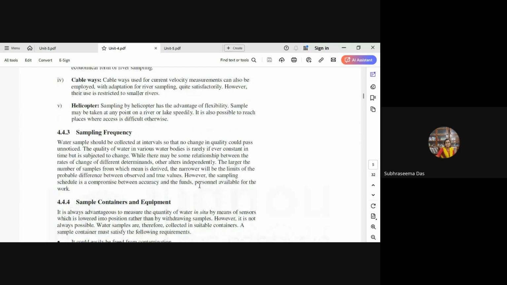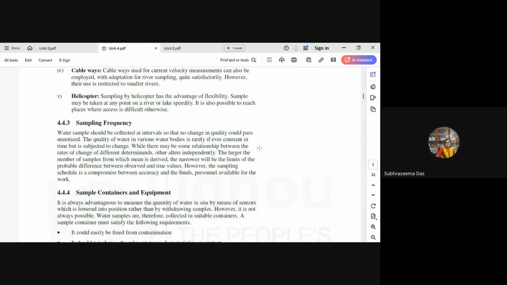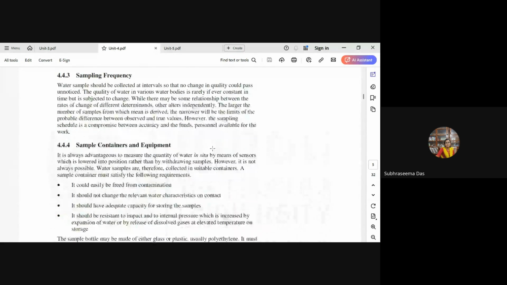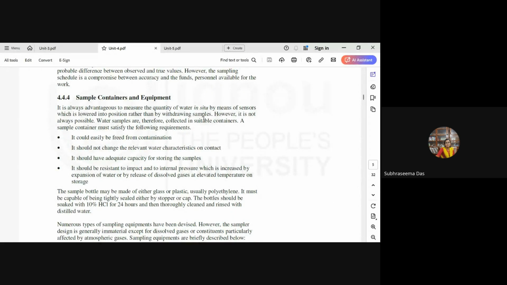Then coming to sampling frequency. For water samples collected from different places, the composition should remain the same. The larger the number of samples from which it is derived, the narrower will be the limit. Therefore, samples should be collected in large numbers, so that the range of the data is wide and we can know the exact composition of the water sample.